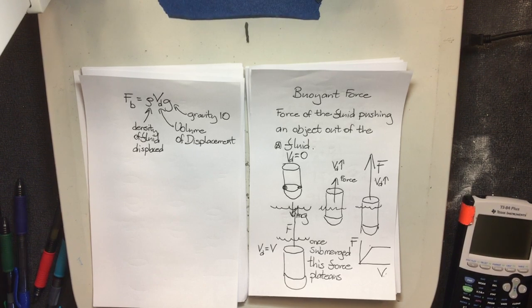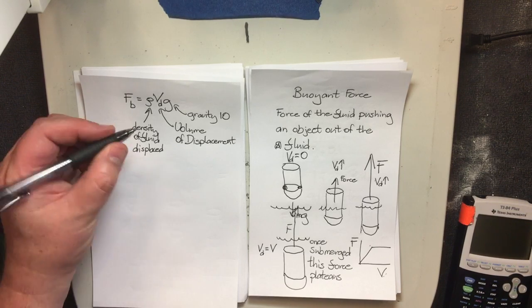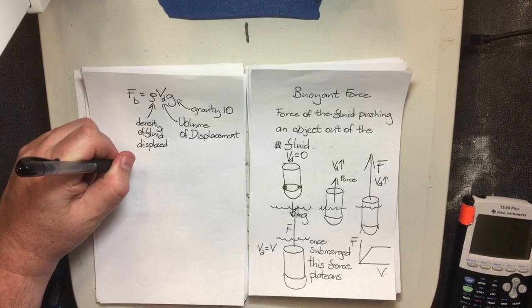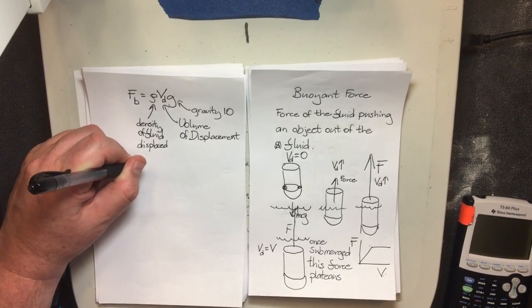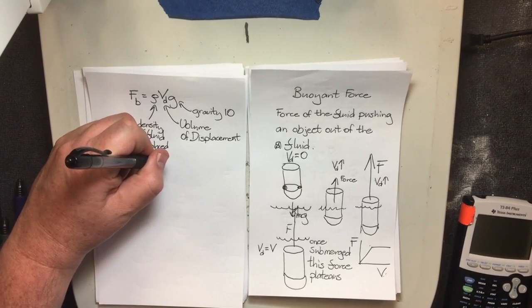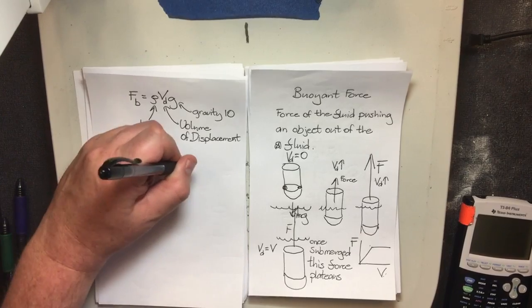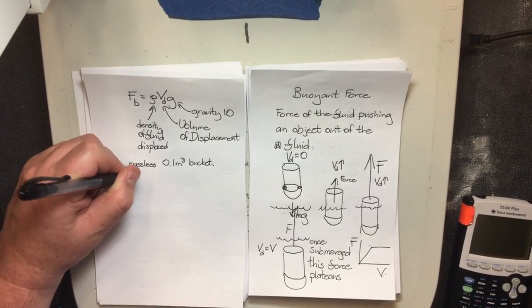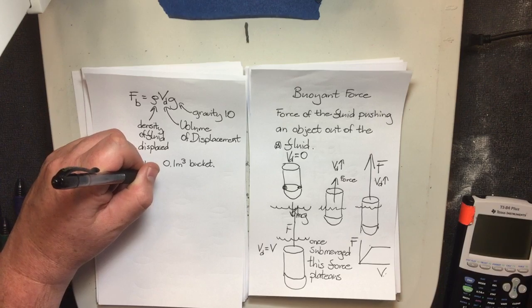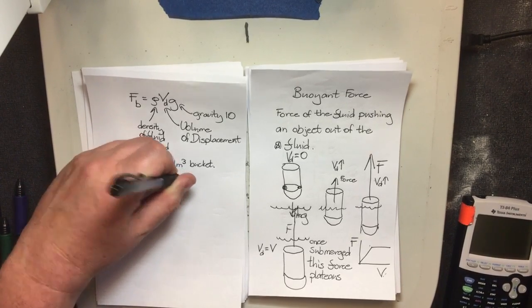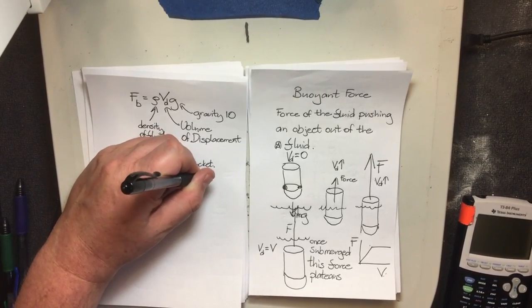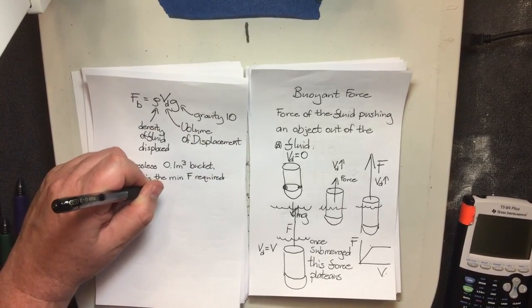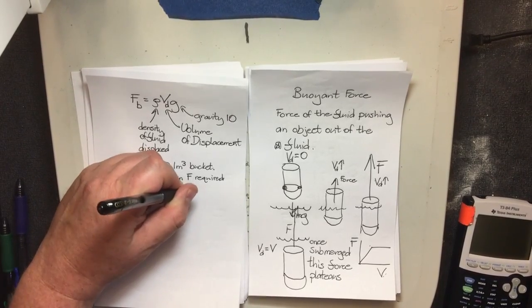So if we had a massless 0.1 cubic meter bucket, what is the minimum force required to submerge the bucket?